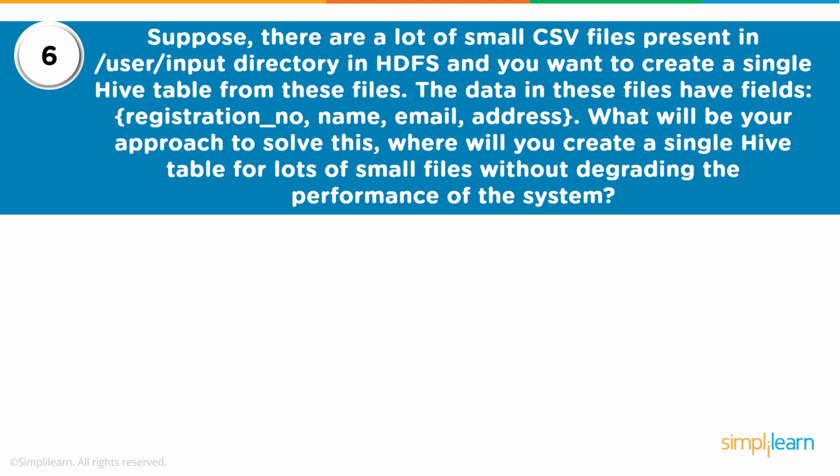Suppose there are a lot of small CSV files present in an HDFS directory, and you want to create a single Hive table from these files. The data in these files has fields like registration number, name, email, address. So what will be your approach to solve it? How will you create a single Hive table for lots of small files without degrading the performance of the system? So there can be different approaches.